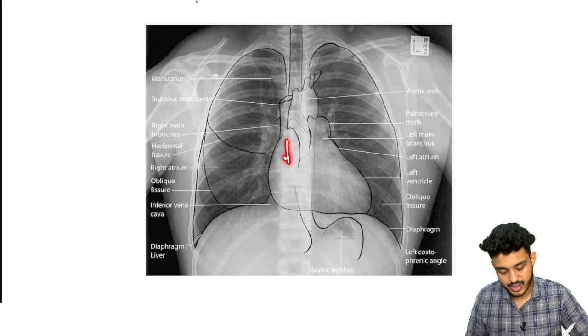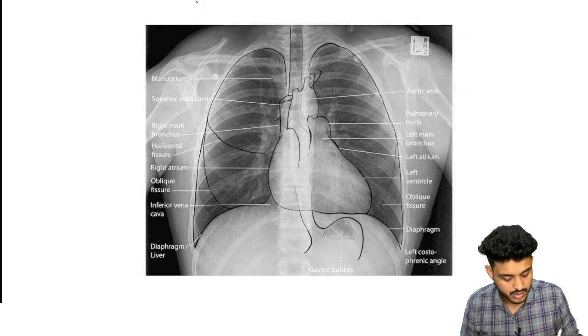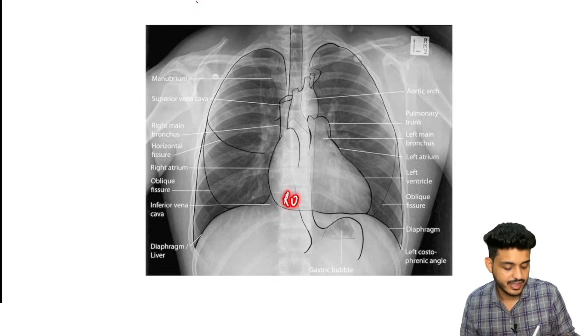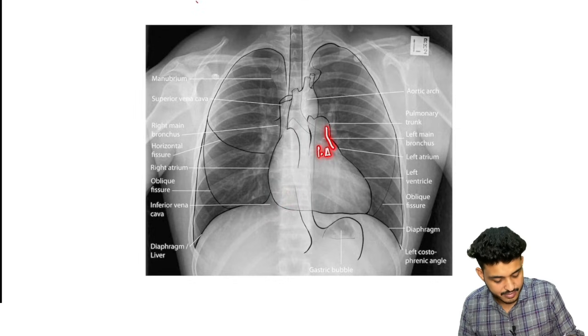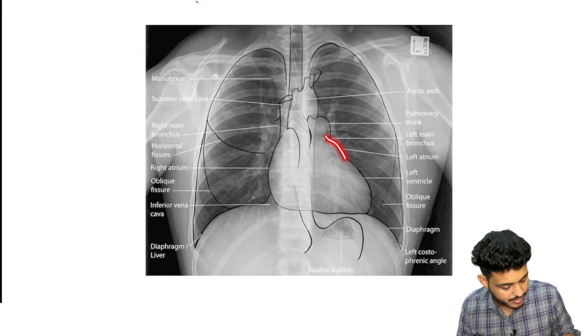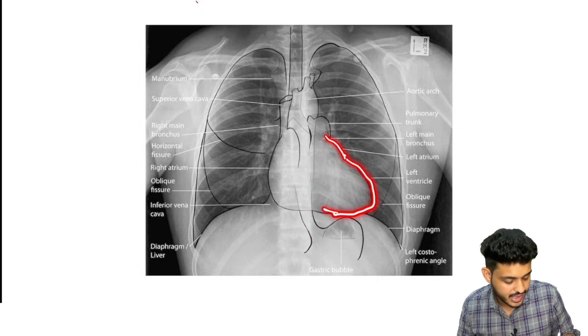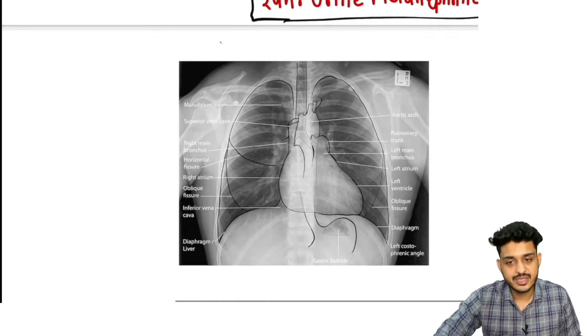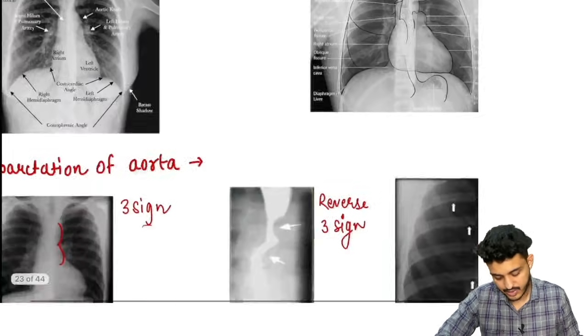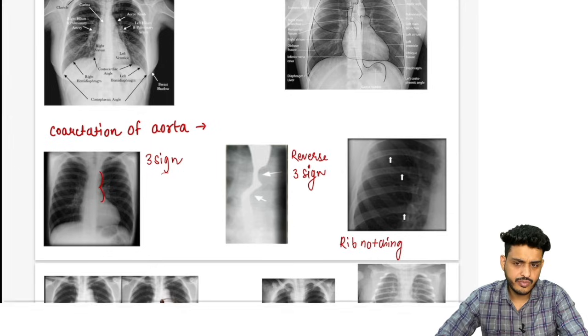Both of them are draining into the right atrium. Then on the posterior surface you will have the right ventricle. This is going to be the left atrium, and this is going to be the bigger part, the left ventricle, right? So this is the basic anatomy of the heart that we are having.